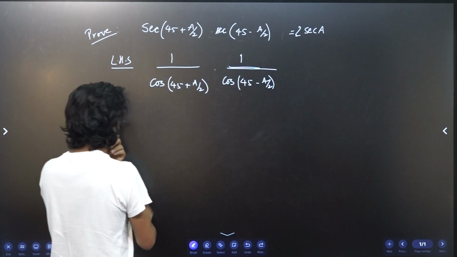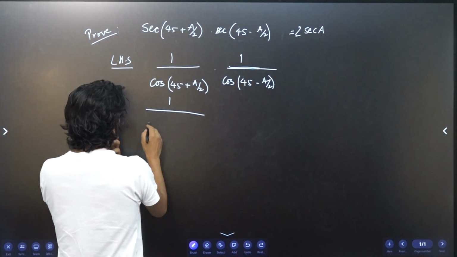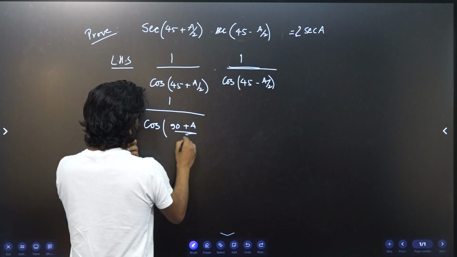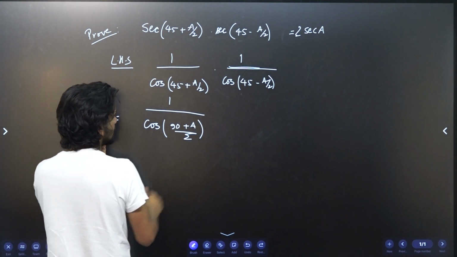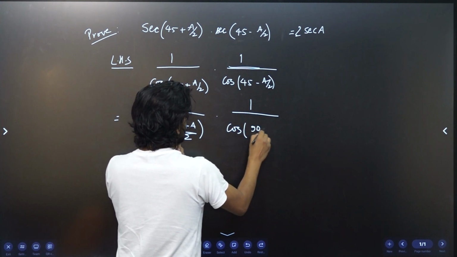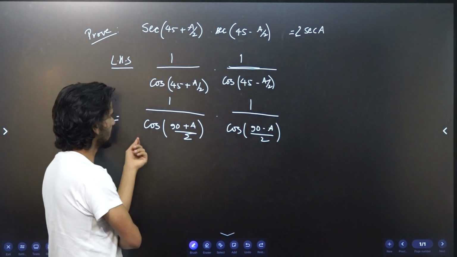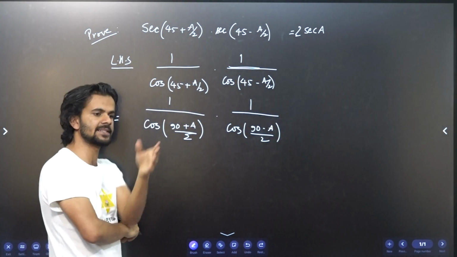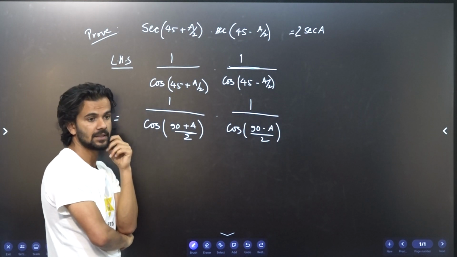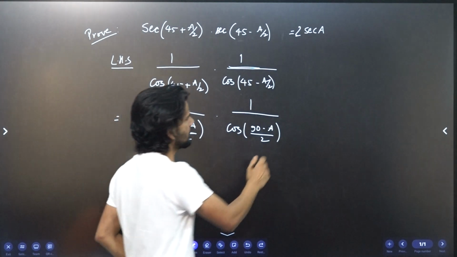Yes, let's do that. So it becomes 1 over cos((90 + A)/2) divided by, or times, 1 over cos((90 − A)/2). But we cannot say cos(90 + A) is this, because there is a 2 dividing. So we have cos A/2.